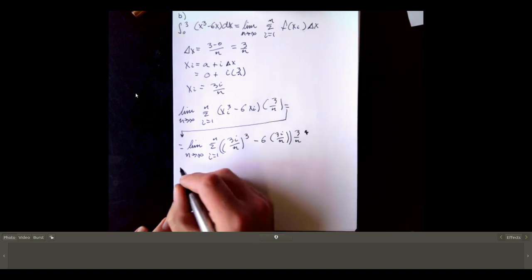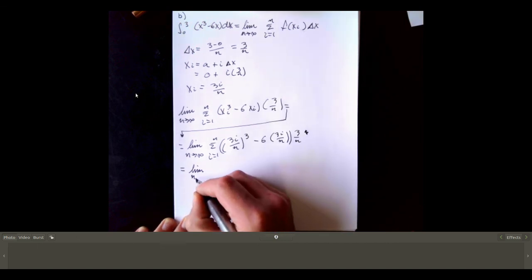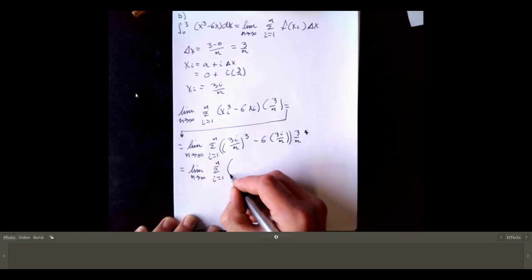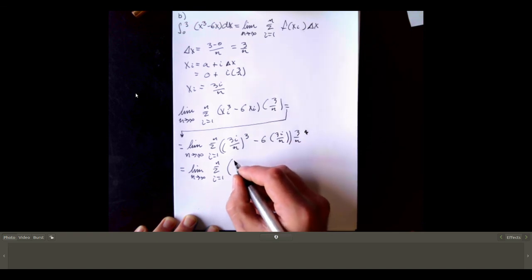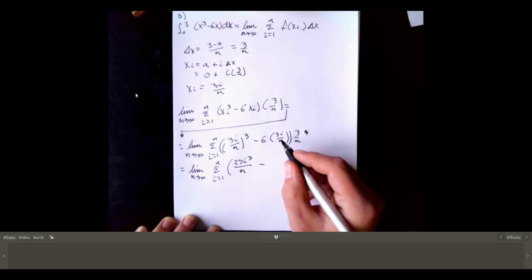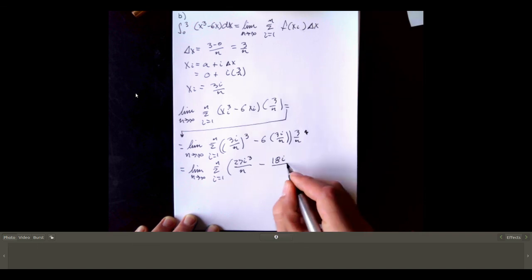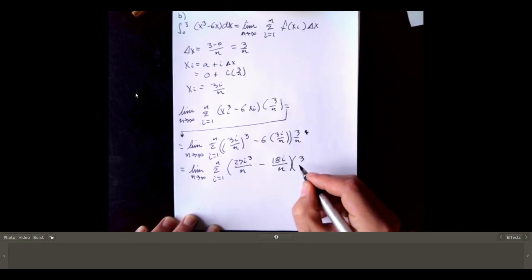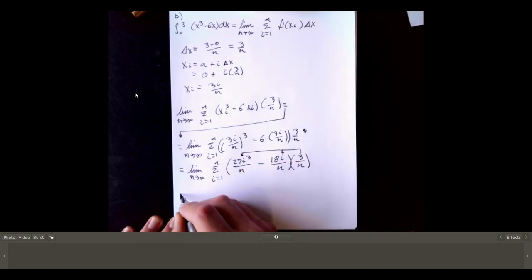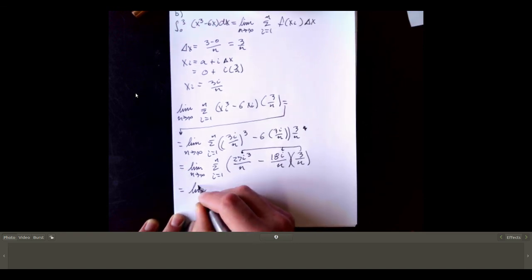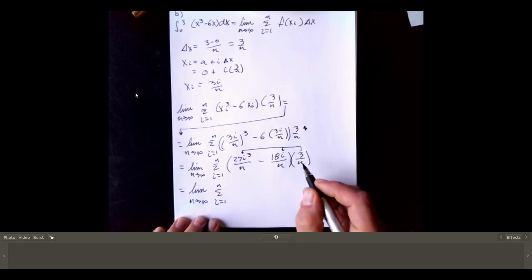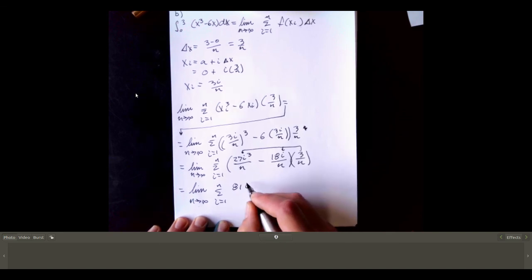So now we're going to simplify some. This is going to be equal to the limit as n goes off to infinity of the sum from i equals 1 to n of 3 times 3 times 3 gives us 27i cubed divided by n, minus 6 times 3 is 18i divided by n, and that's still times 3 over n, which distributing gives us the limit as n goes off to infinity of the sum i equals 1 to n of 27 times 3 is 81i cubed.